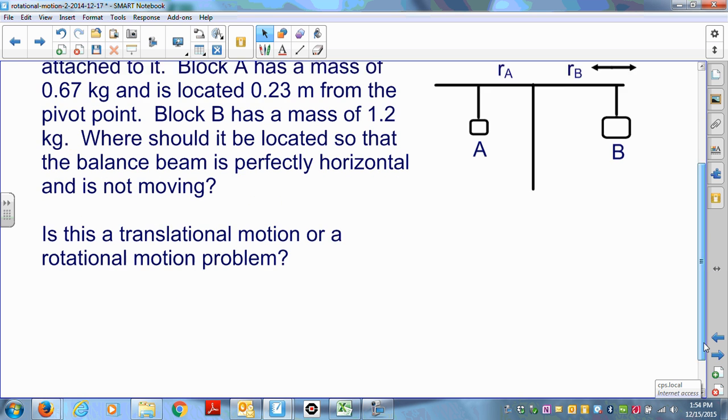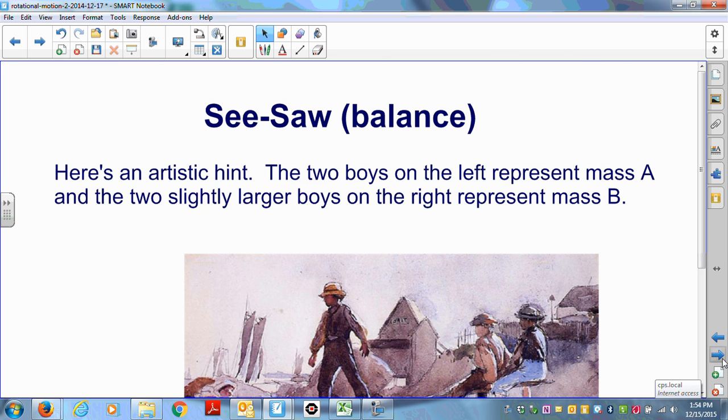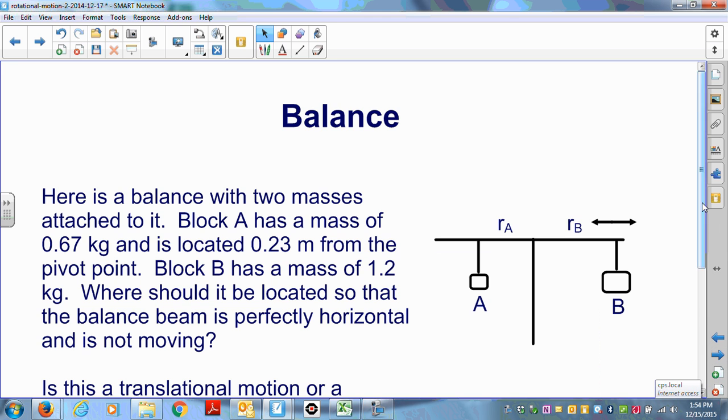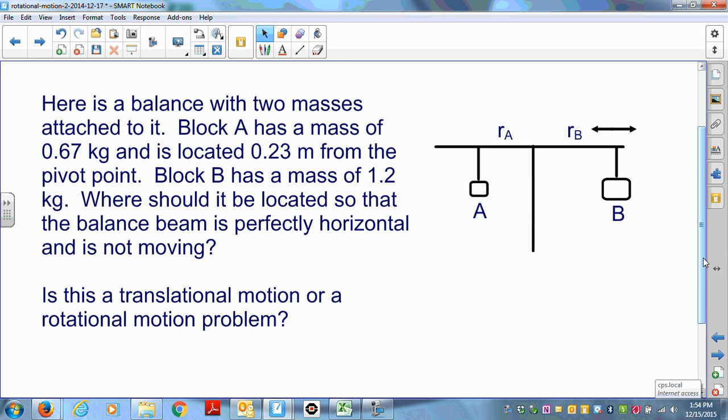Okay, so let's go ahead and take a look. Actually, I'm going to go ahead and tell you. It doesn't tell me on the next slide. Okay, so if you have a block that is 0.67 kilograms and it's located 0.23 from the pivot point, that gives me a torque of about 0.15.